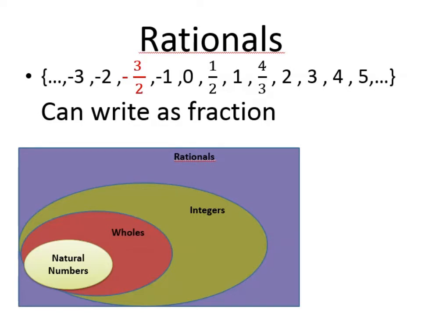Rationals also include all fractions, 1 over 2, 3 over 2. It also includes our decimals that can be written as a fraction. If we have 0.5, that's a decimal that terminates and ends and can be written as a fraction as 5 over 10 or 1/2. So all decimals that terminate and all repeating decimals are also rational numbers.